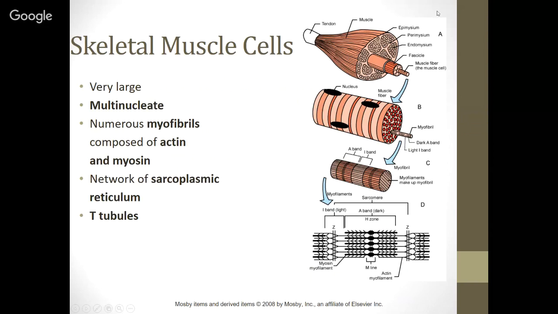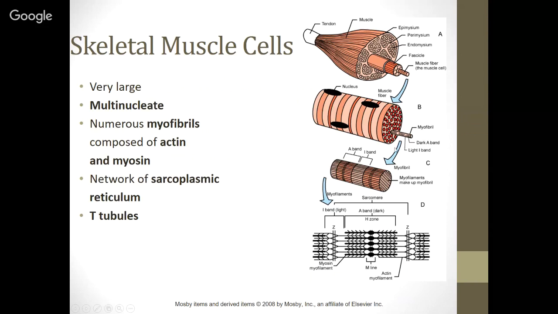So if you're looking at a large muscle, here's the tendon, here's the muscle. There are different sections. The epimysium is the outer connective tissue sheath around the whole muscle. We have the perimysium, which is in between each of the fascicles. The fascicles are made up of muscle fibers or muscle cells. Muscle fibers are muscle cells. We also have, in between these individual muscle cells or muscle fibers, the endomysium.